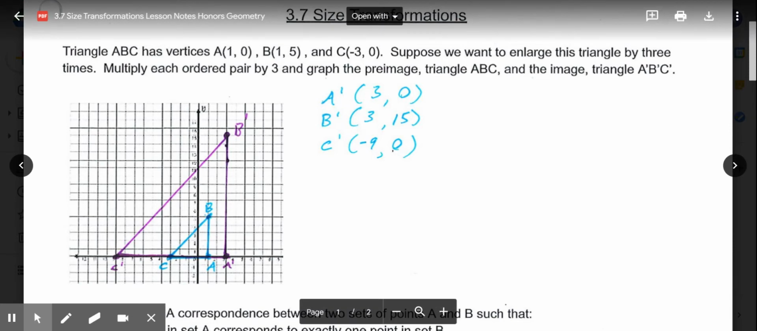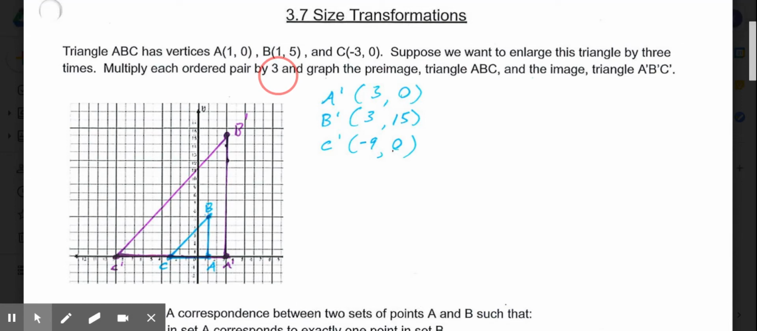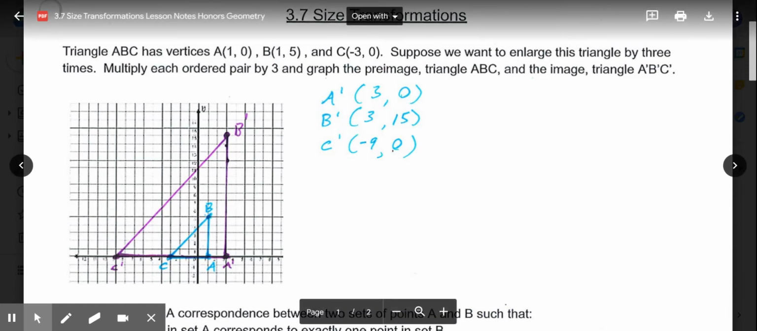So if we were shrinking, we would be multiplying by something less than 1. So if it says it was being shrunk to half the size, you would then just multiply each of these by 1/2.